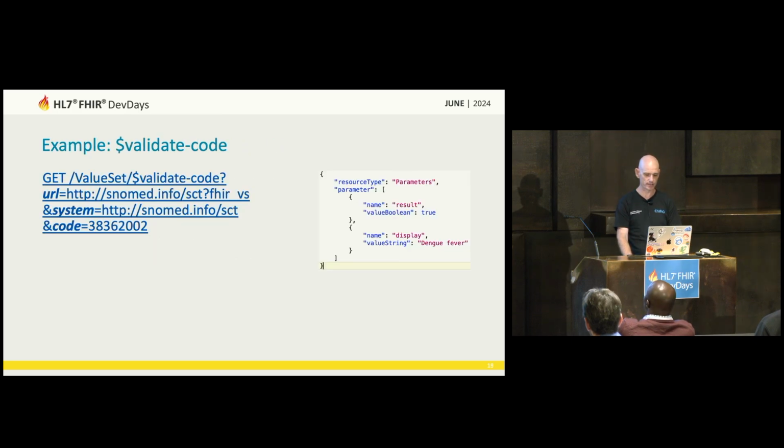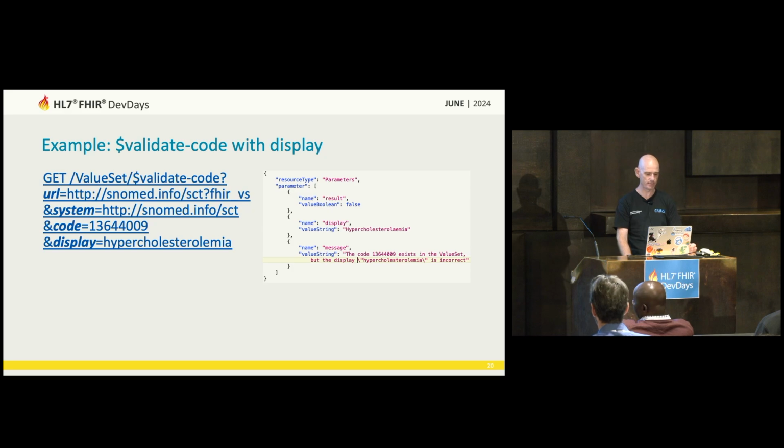So if we have a look at an example, this is a validate code operation against, again, an implicit value set, meaning all codes in SNOMED. The system is SNOMED, and the code is a SNOMED code, and it's come back and said to us, yes, that's valid, that's a SNOMED code, and its name is dengue fever.